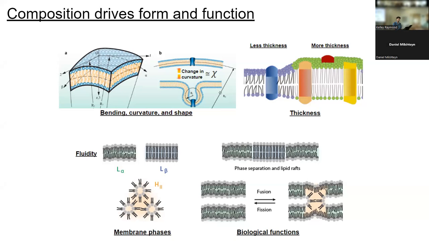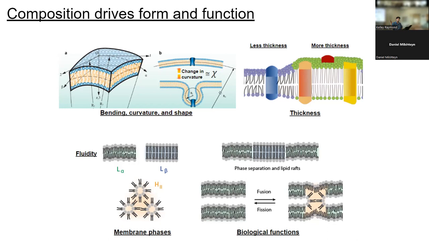Membranes are very dynamic. We have a lot of different biophysical properties that enable different biological functions. So for example, you need a membrane to be bendable to undergo a process like membrane fission and fusion, where you're essentially bending membranes or ripping them apart. Membranes have different thicknesses. This is important for protein interactions, because transmembrane proteins can localize to membranes of different thicknesses.